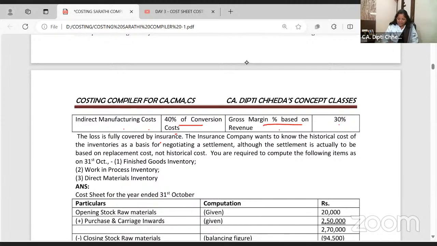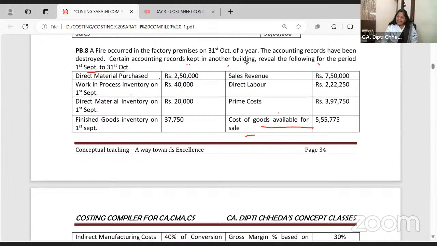Okay. So because there's a fire on 31st October, your closing stock of raw material, closing stock of work in progress, closing stock of finished goods, this is all destroyed by fire. Okay, so we can find it because we know how to prepare a cost sheet. Did you read the material exactly the way I'm reading?